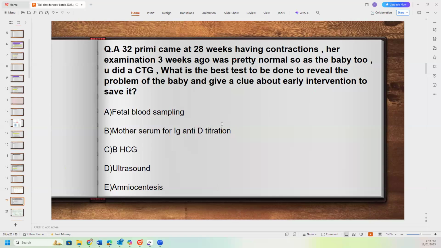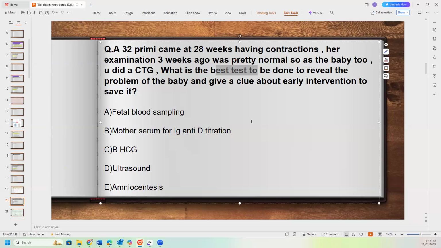And ultrasound is the next step we do whenever we think that there is something wrong with the baby. So if they said, what is the next test to be done to reveal a problem of the baby? Then absolutely you will do a non-invasive ultrasonography. They're asking you about the best test to be done.